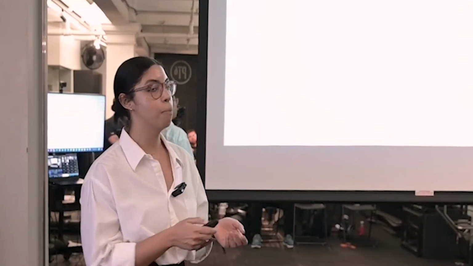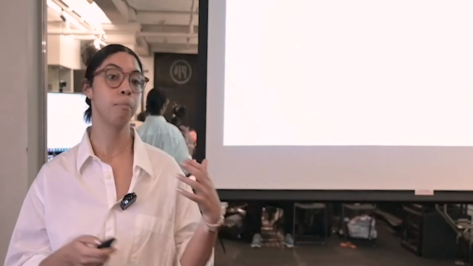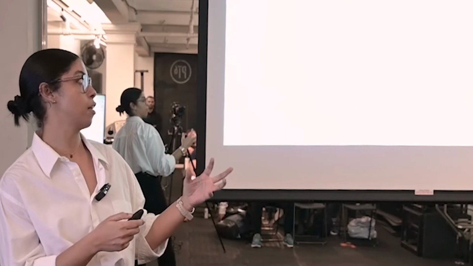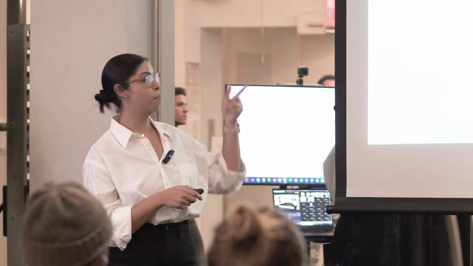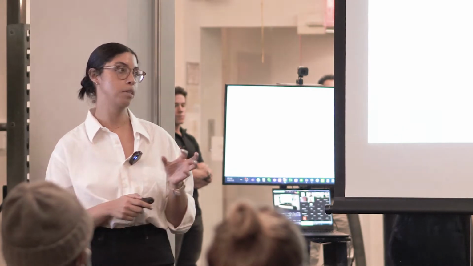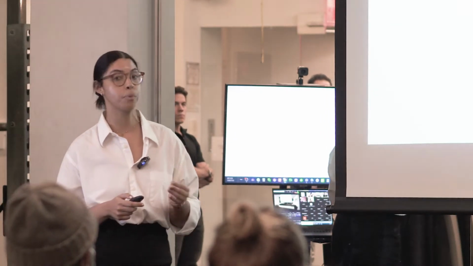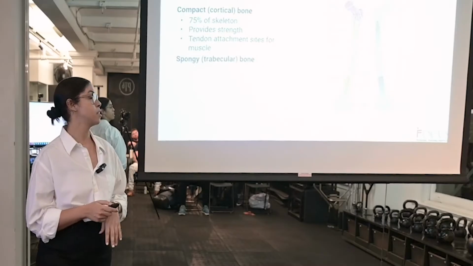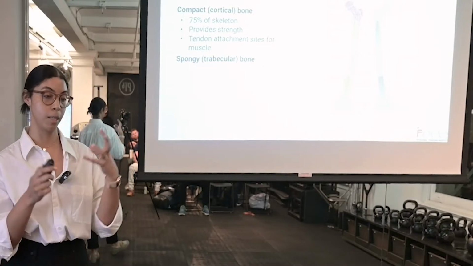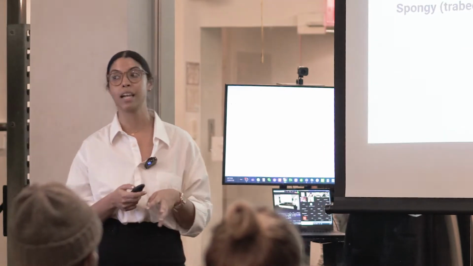So the bone is living tissue that makes up the body's skeleton. Within it, we have different bone tissues that are going to interact with each other, and these are the compact or cortical bone. This is the outer layer of the bone, the thicker layer. This is going to make up 75% of our skeleton.